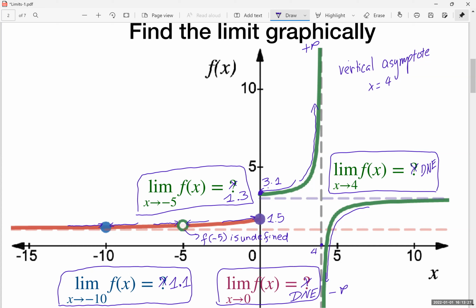And as the function goes to positive infinity or negative infinity, later on, you learn that the limit of the function doesn't exist, and it could be an infinite limit.